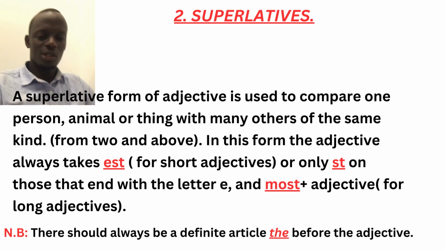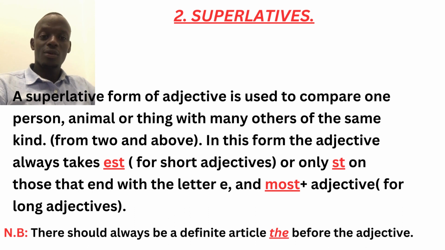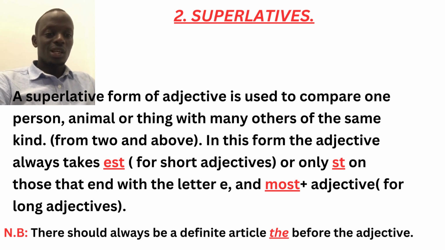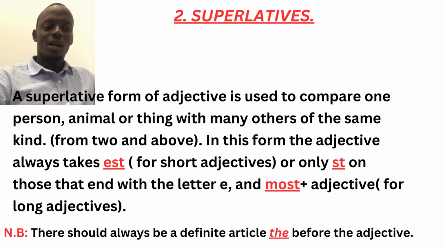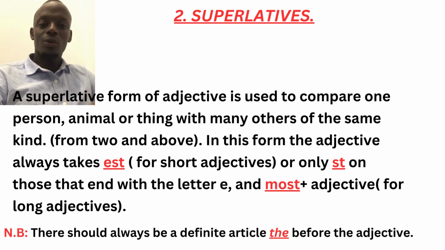Now, how do we form this? In this form, of course, we take the adjective, then we add est for short adjectives. EST. This is what we add there. And only st on those that end in e. It is clear. On long adjectives then, we use the word most plus adjective.